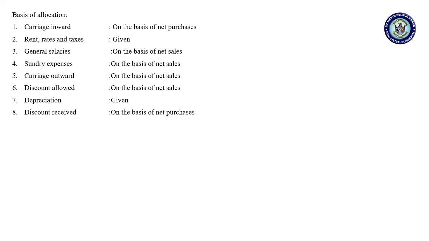Second one, rent, rates and tax. It is given, so write given. That is adjustment number 1. In the additional information, the first one says that rent, rates and taxes should be apportioned equally. So write rent, rates and taxes equally.